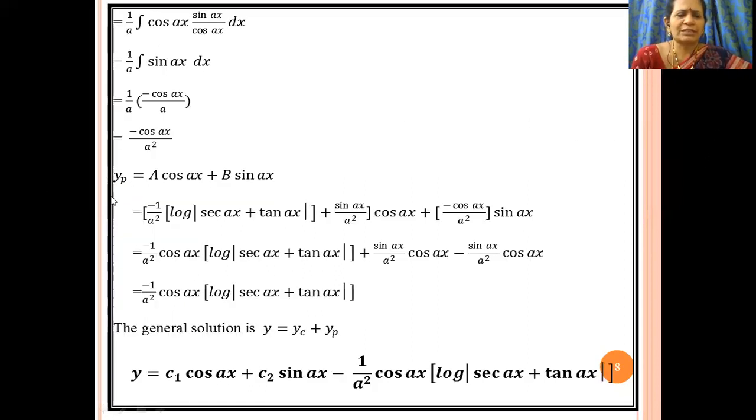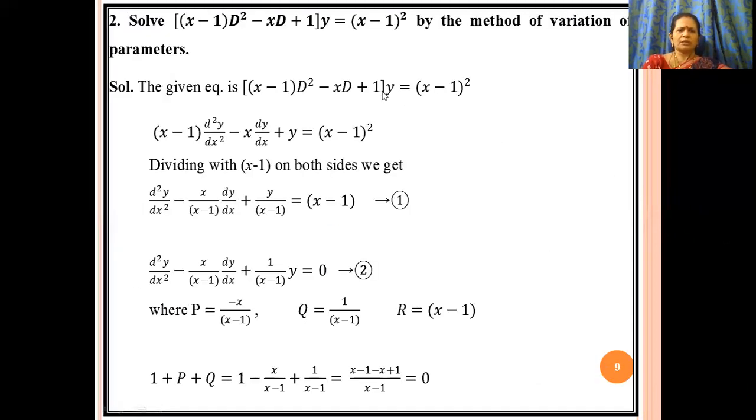After getting a and b, write down the particular integral yp as a cos ax plus b sin ax. The formula I have given in the note working rule. According to that, write it down, substitute the a and b values and simplify. We'll get yp. So the general solution is yc plus yp. Substitute the yc value and the yp value, and we'll get the general solution. Okay, similarly, next problem.